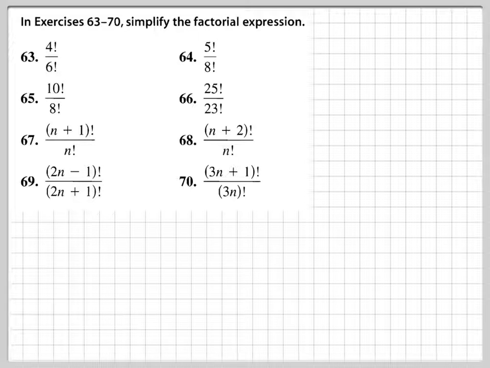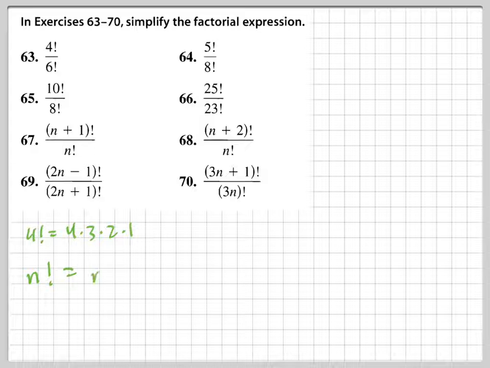Well, in math, exclamation points are called factorials. So you guys know that 4 factorial, or maybe you didn't know this, 4 factorial is the same as 4 times 3 times 2 times 1. But what if you don't know the number? Like, what if the number was n?